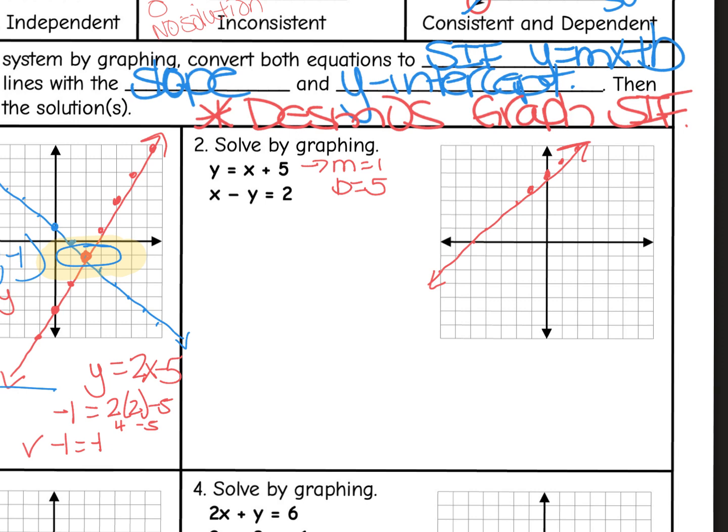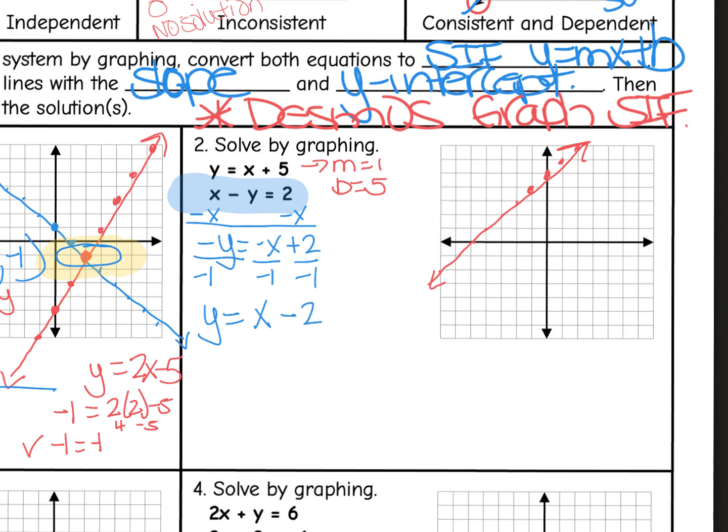Okay. Now let's look at our next line. So here, it is not in slope-intercept form. So you need to convert this to slope-intercept form. So we're going to subtract the x on both sides. I have negative y equals negative x plus 2. And now I'm going to divide by negative 1 because I want it to be a positive y. So I have y equals x minus 2.